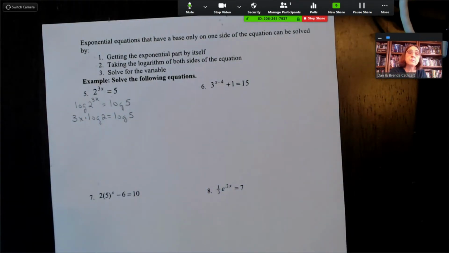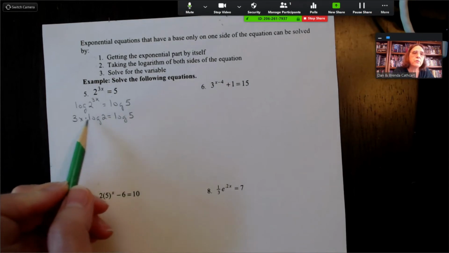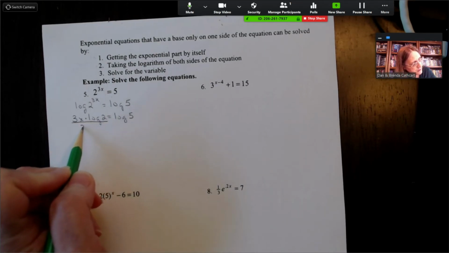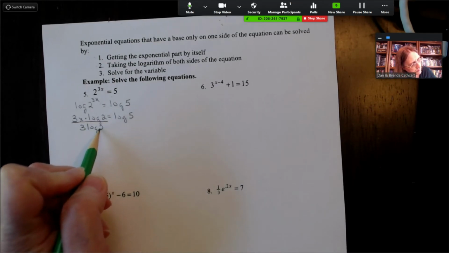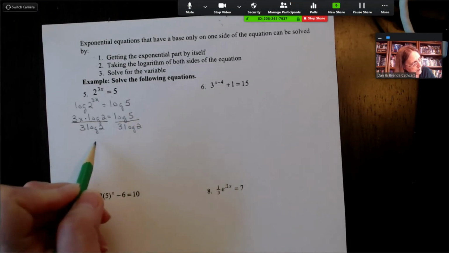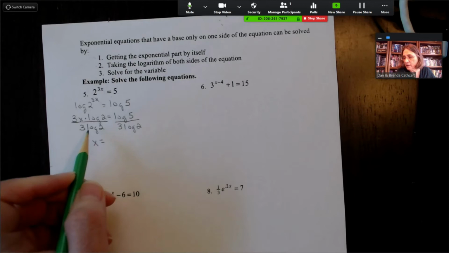I want to get x by itself. Both the 3 and the log 2 are multiplied to x, so I'm going to undo that multiplication by dividing both sides by 3 log 2. And we're going to enter that into our calculator.